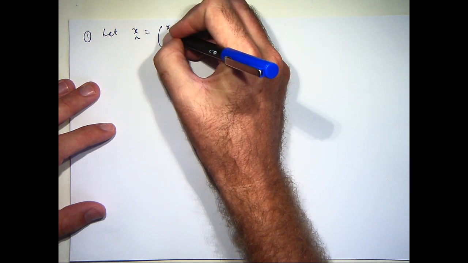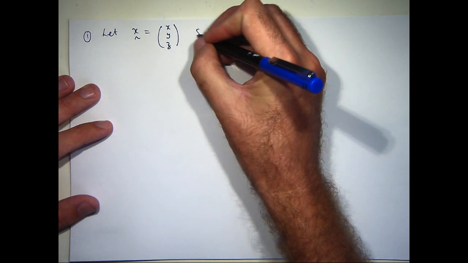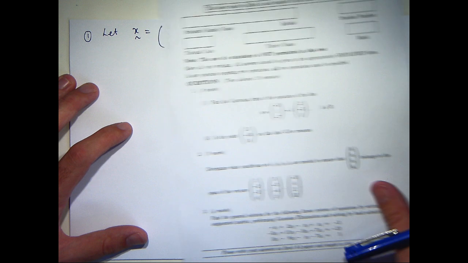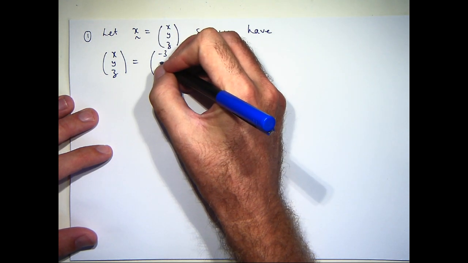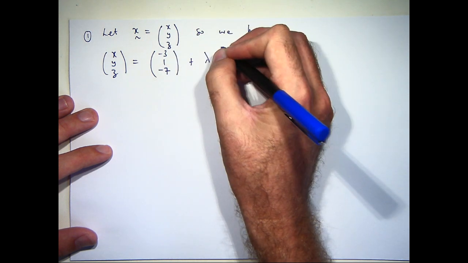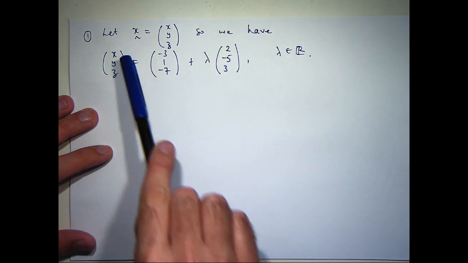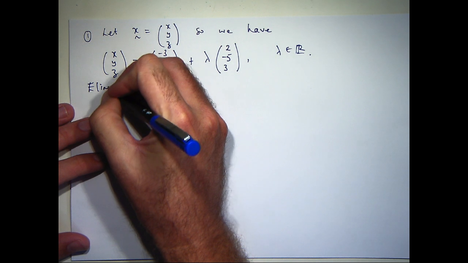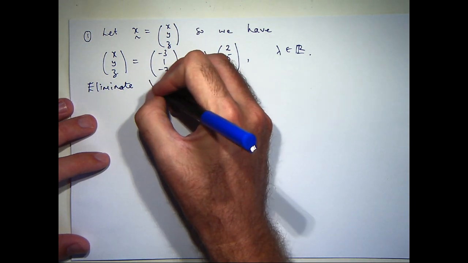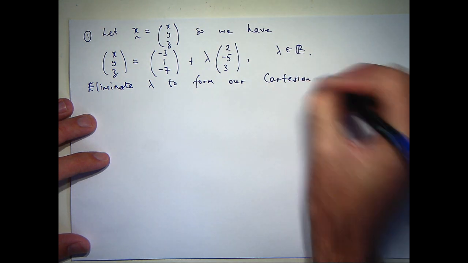Firstly, a little bit of notation. This vector x is just the position vector of the point (x, y, z). So now I'm going to replace this with the column x, y, z, and then I get three equations. If you look at each component or each entry, we get three equations. So the basic idea is to eliminate lambda to form our Cartesian equation.